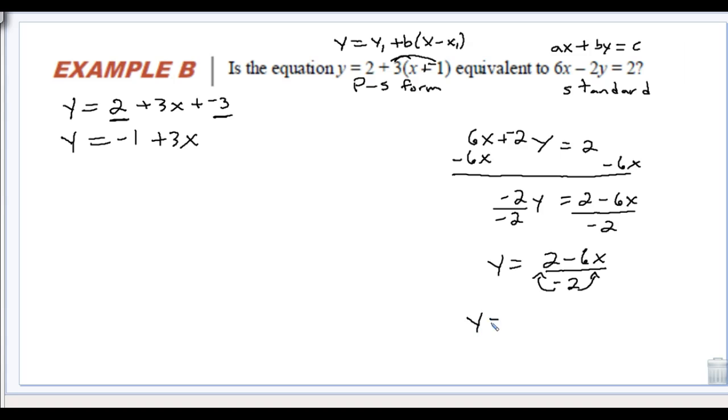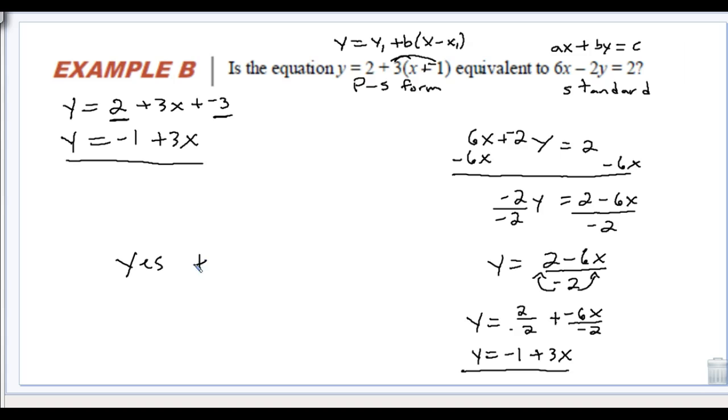So I can say that's the same as y equals 2 divided by negative 2, and then minus 6x divided by negative 2. All right, what's 2 divided by negative 2? Well, that's going to be negative 1. And then negative 6, I'm just going to change that to plus and negative 6. Negative 6 divided by negative 2 is going to be a positive 3x. So now I have y equals negative 1 plus 3x, and I have y equals negative 1 plus 3x. So are they equivalent? Yes.